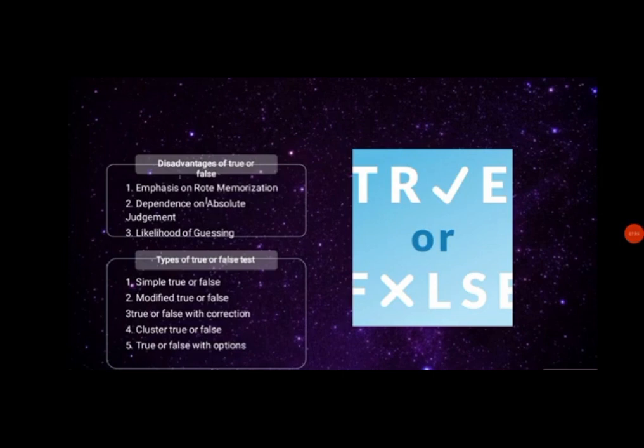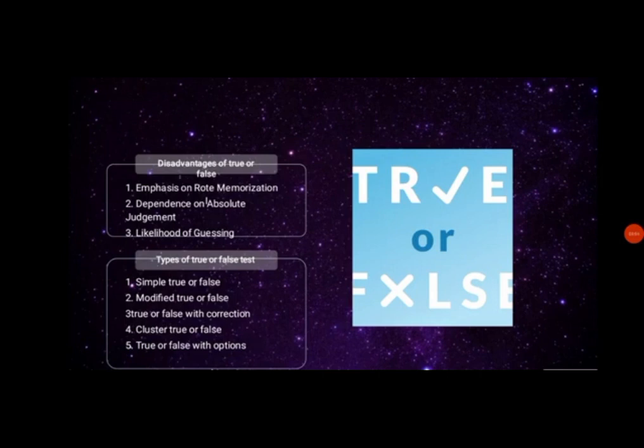Sa number 3 naman, true or false with corrections. True or false with correction naman is write true if the statement is correct and false if otherwise. If the statement is false, rewrite or change the statement to make it right. Dito naman kasi is babaguhin mo ang statement. Hindi lang may papalitan, kundi babaguhin mo. Ito yung pagkaiba ng modified true or false sa true or false with corrections.